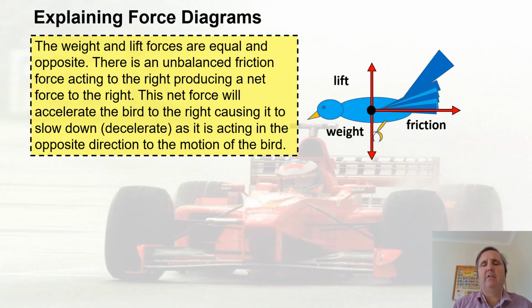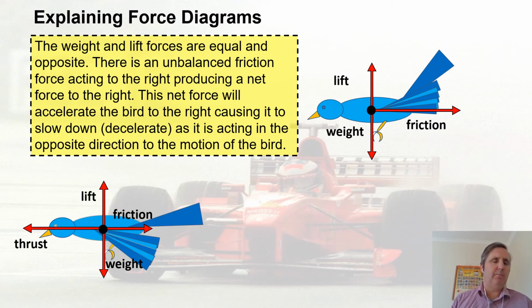Because it is accelerating in the opposite direction that it is moving, it is called deceleration. So the bird will slow down or decelerate because it has an unbalanced force acting in the opposite direction that it is moving. So let's talk about this again. The net force in this case is acting towards the right. Because the net force is in the opposite direction to which the bird is moving, it will cause it to accelerate to the right, which will cause it to slow down.